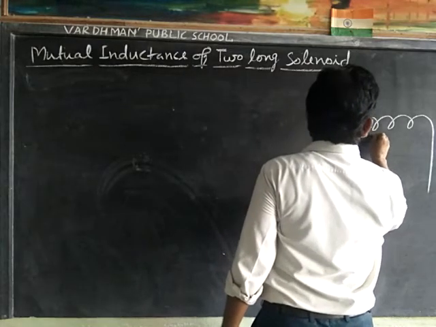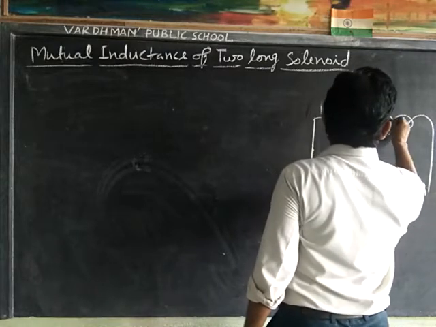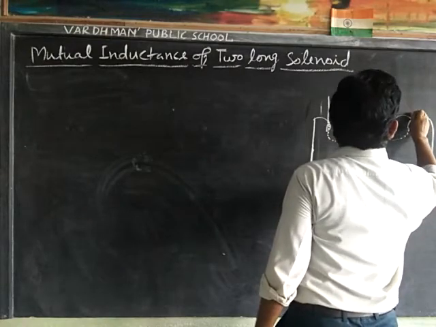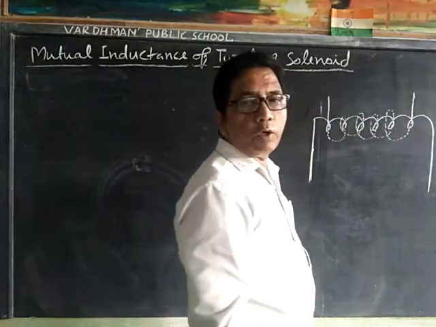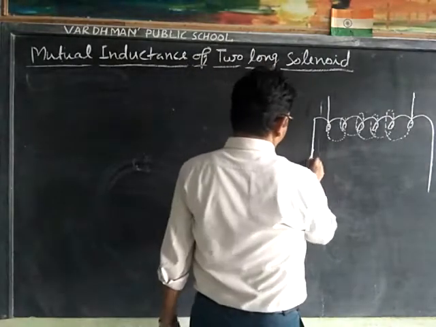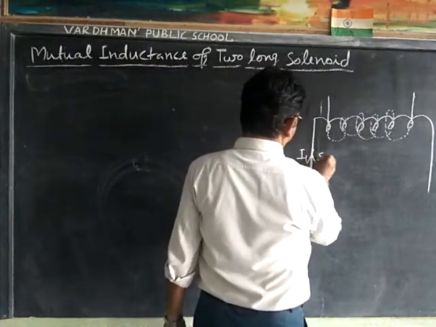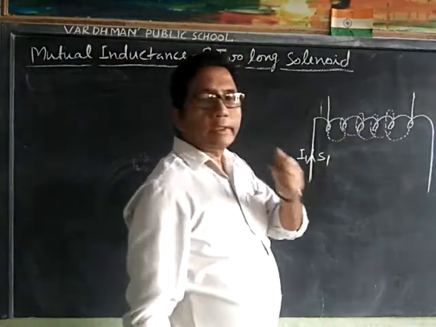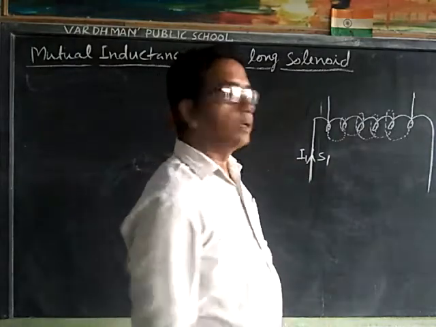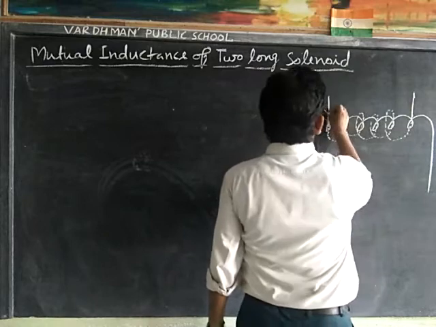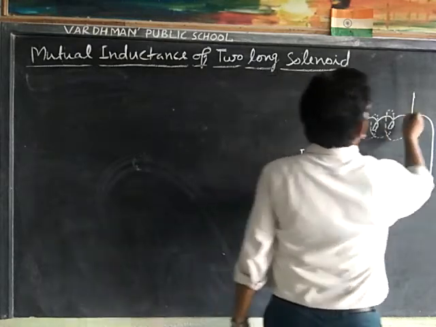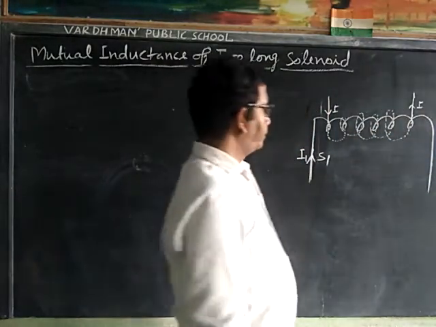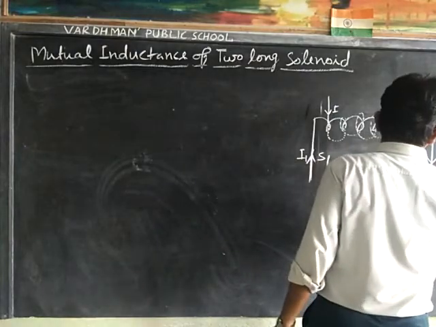Consider two long solenoids. Let I1 be the current flowing through the solenoid. The dark line is solenoid S1 and the dotted line is solenoid S2. Current I1 enters and current I comes out. This is solenoid S1.